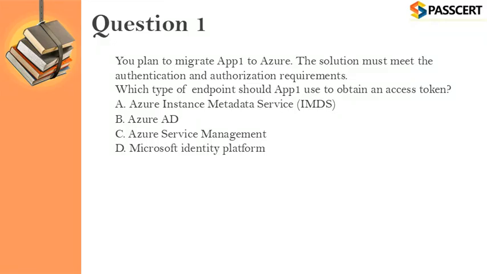Question 1. You plan to migrate App 1 to Azure. The solution must meet the authentication and authorization requirements. Which type of endpoint should App 1 use to obtain an access token? A. Azure Instance Metadata Service, IMDS. B. Azure AD. C. Azure Service Management. D. Microsoft Identity Platform. Answer: D.